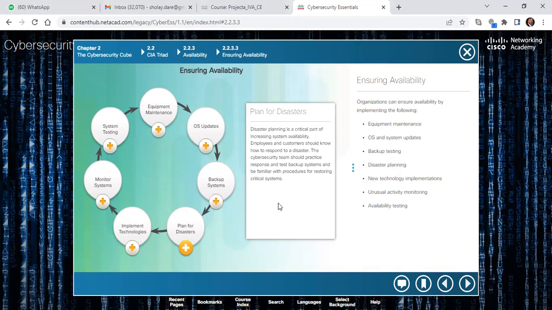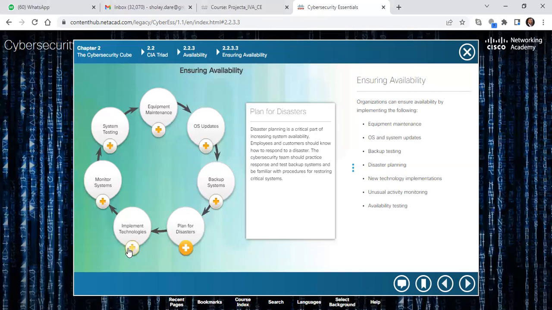Okay, so a disaster planning is a critical part of increasing system availability. Okay, so employees and customers should know how to respond to a disaster. It's very important. The cybersecurity team should practice response and test backup systems and be familiar with procedures for restoring critical systems. All right. So plan for disaster is another thing that can ensure availability.